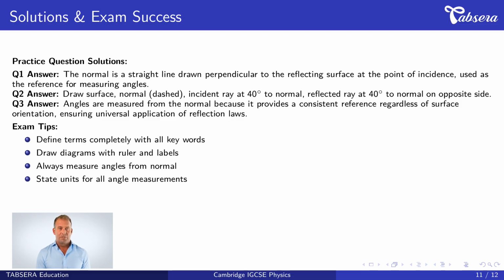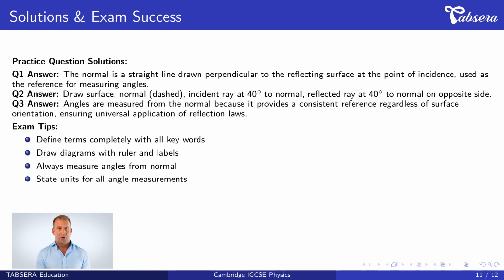Let's review the solutions. For question 1, the answer is, the normal is a straight line drawn perpendicular to the reflecting surface at the point of incidence, used as the reference for measuring angles. This definition includes all essential elements: straight line, perpendicular relationship, location, and purpose.